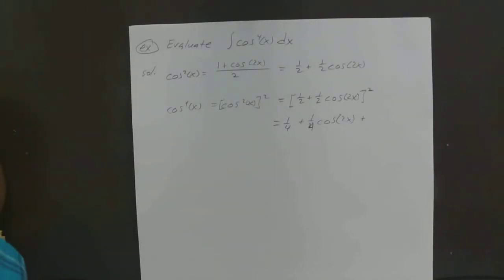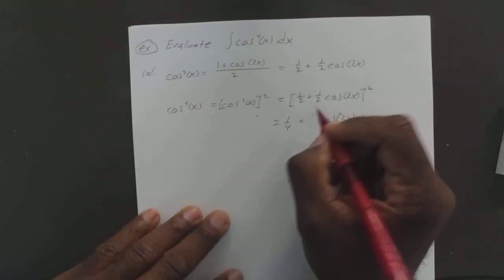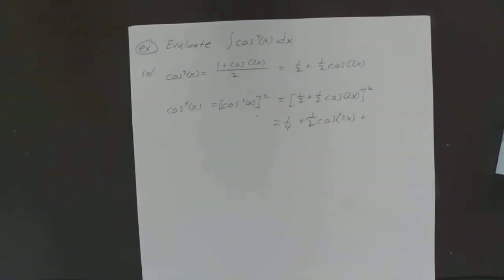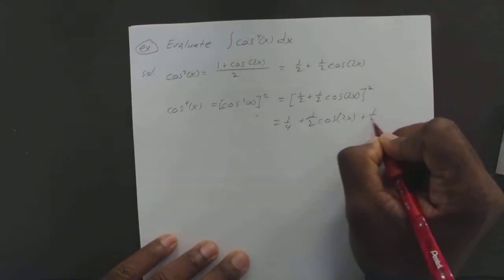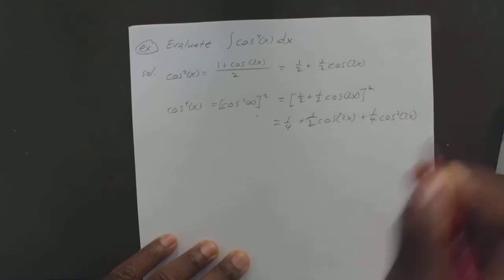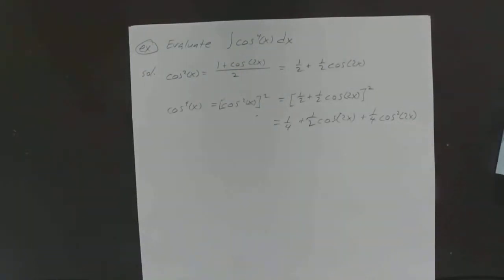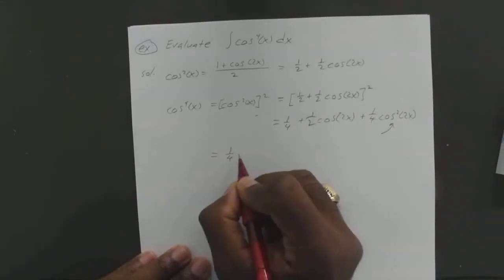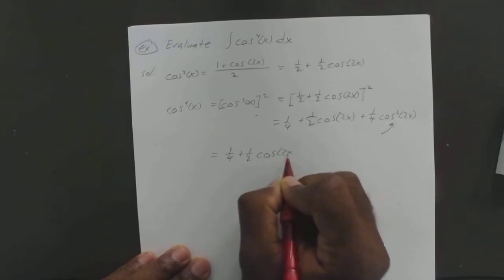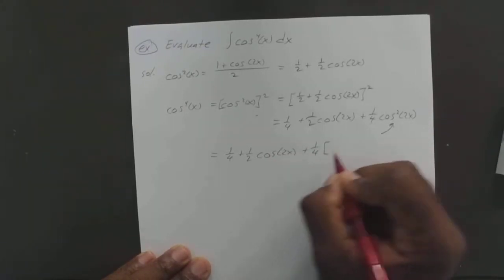Still 1/2. Yep, that's right, because it'd be a quarter cosine 2x plus a quarter cosine 2x. All right, plus 1/4 cosine squared of 2x. Which worked out, but the only problem is we now still have cosine squared. So now we have to plug it back in again.